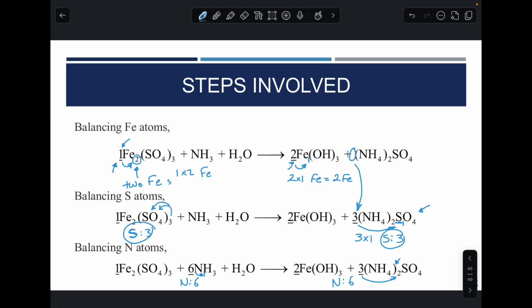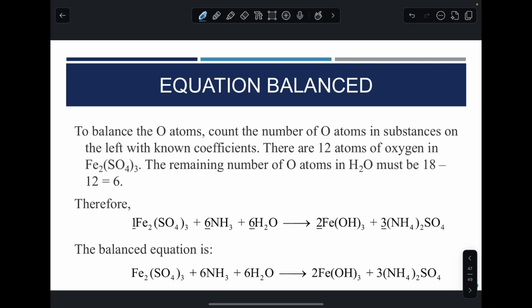And so far we have balanced everything that we need to. We've balanced the nitrogens, the irons, and the sulfurs. We still have not balanced the hydrogens or the oxygens. But let's continue. So to balance the O atoms, we need to count the number of oxygen atoms on the left with the known coefficients. And there's 12 oxygens. And so we know that by doing this.